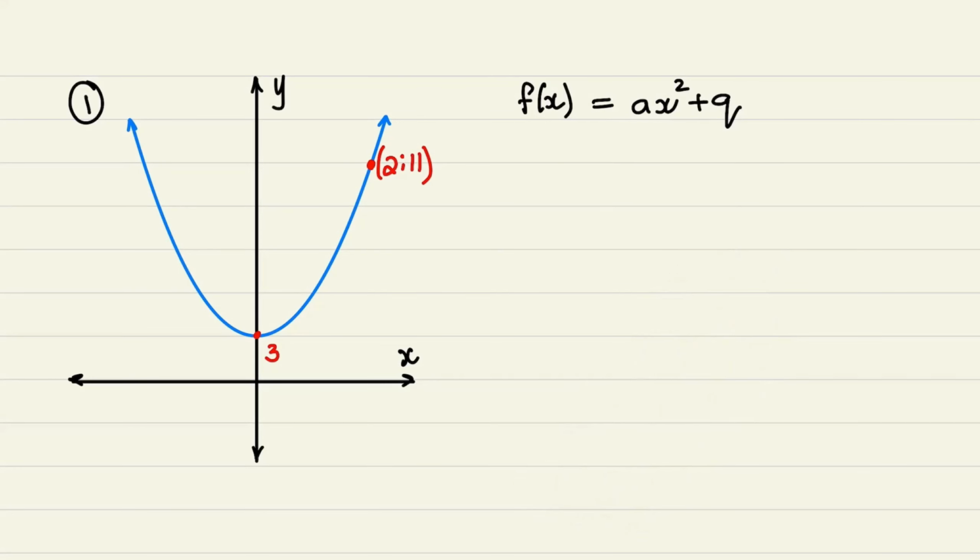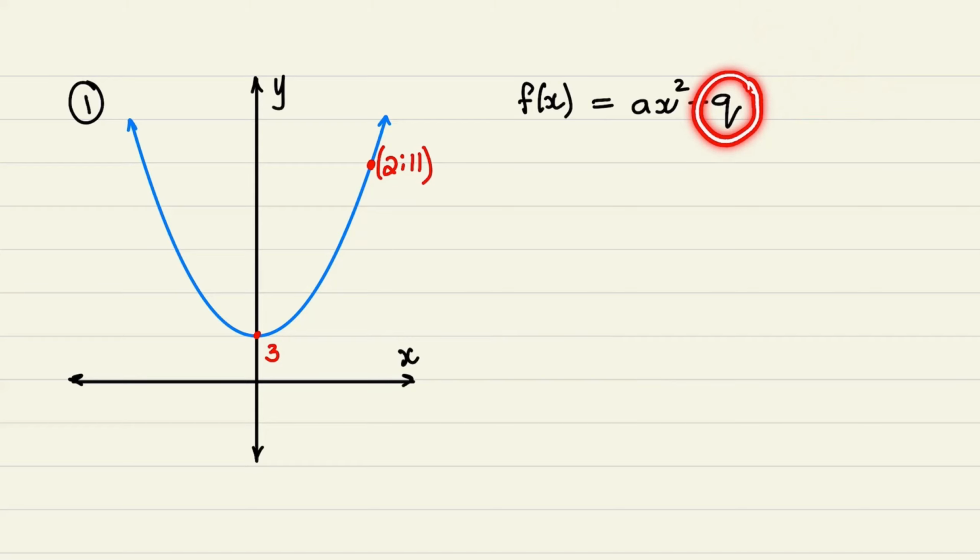In our first example, we have a quadratic function, or a parabola, running through the y-intercept at 3, and also a point given, running through the coordinates (2, 11). What we want to do is find an a value and a q value from the information provided on the graph. First, we can see that the shape of the graph is a smiley graph. That means that the a value would be bigger than 0, or positive.